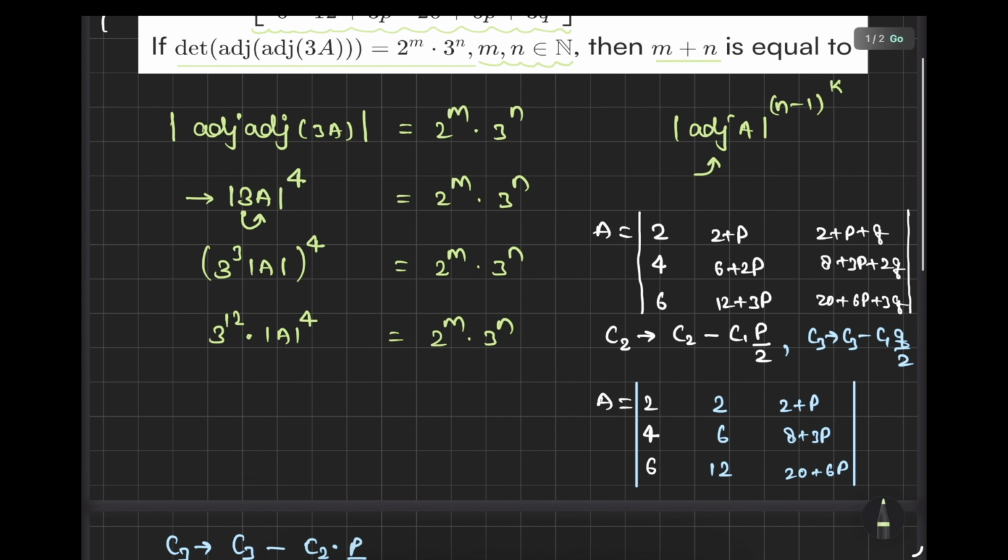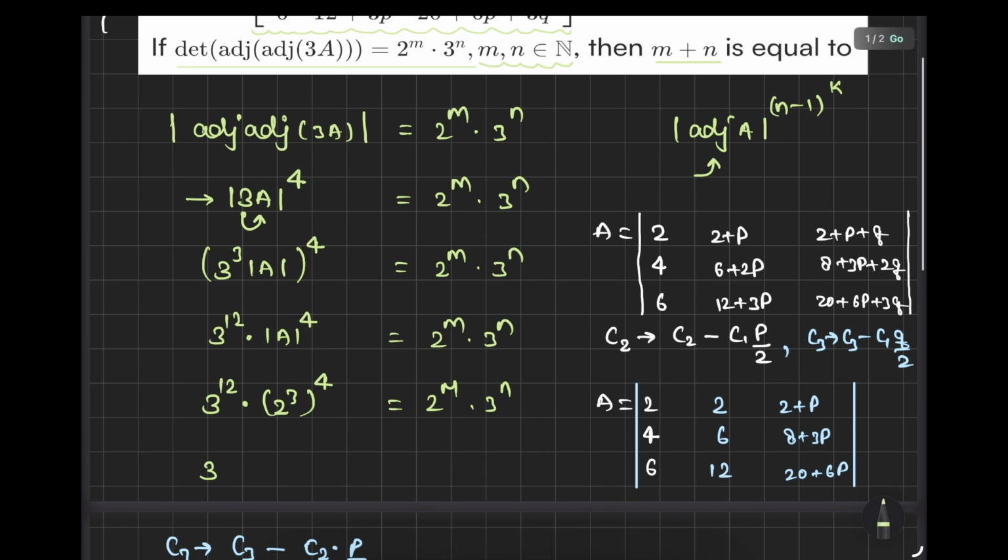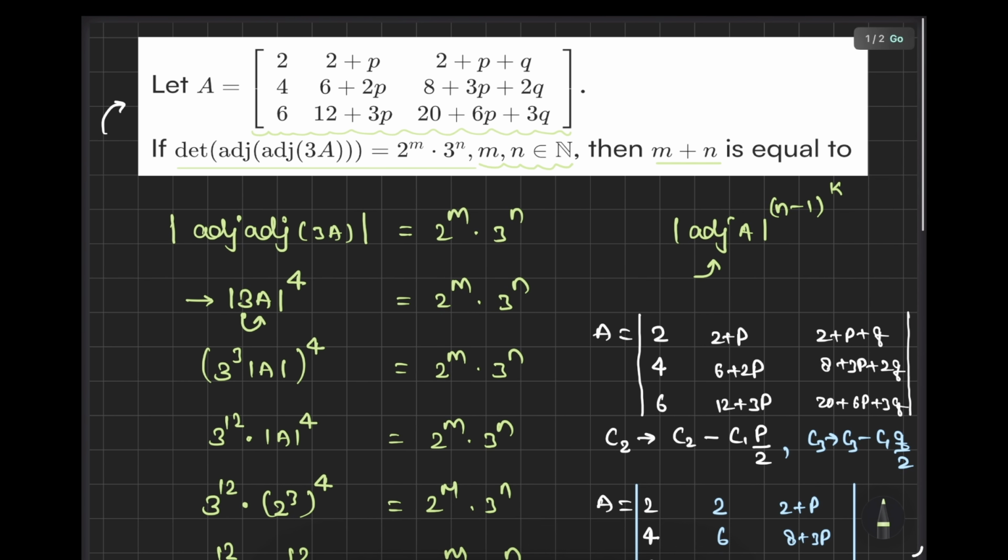So can I say that here we can update: 3 power 12 and the determinant of A is 8, which means 2 power 3, whole power 4. 2 power m, 3 power n. So can I write 3 power 12, 2 power 12 equals 2 power m, 3 power n. So m will become, now you can compare the powers. So m will become 12, n will become 12. So 12 plus 12 will become 24.